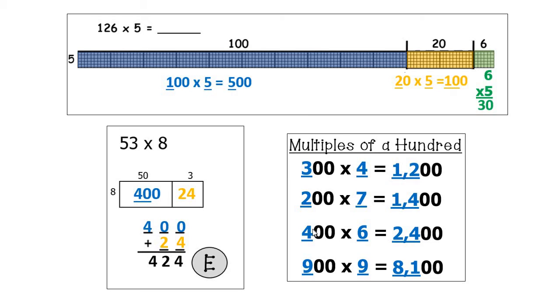On Wednesday, we looked at how to multiply by multiples of 100, and we saw that when you're multiplying by a factor that's in the hundreds place, all you have to do is multiply those non-zero digits and then stick 2 zeros at the end since it's in the hundreds place. So today's lesson puts all 3 of these ideas together.